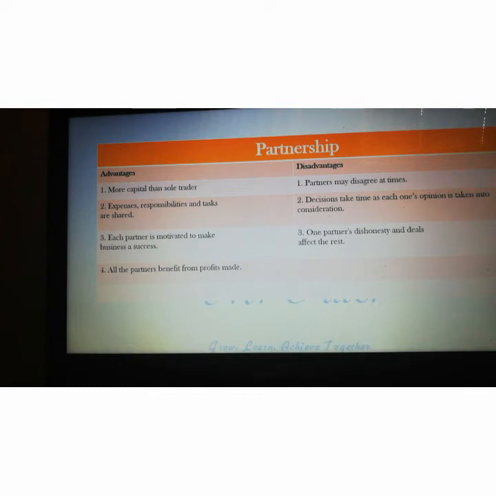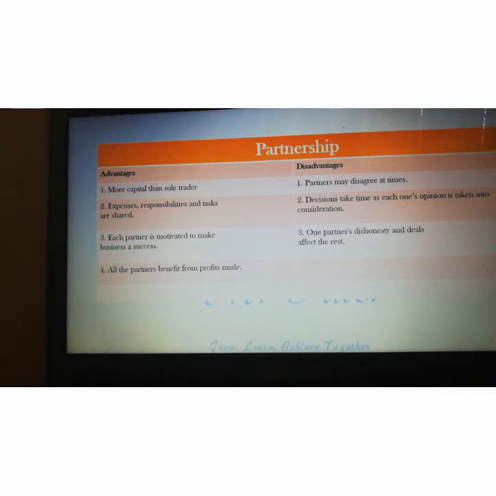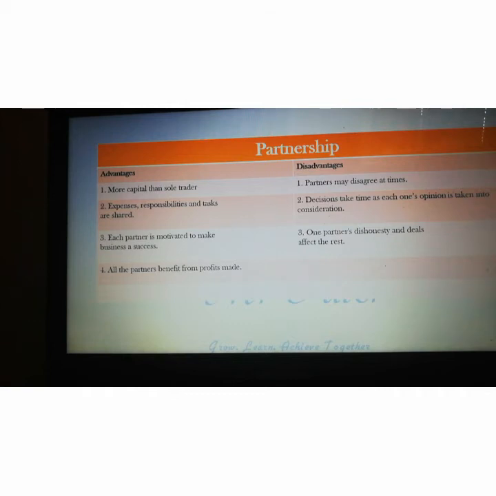The expenses, responsibilities, and tasks are shared equally amongst the members or the partners, depending on who does what, but not everything lies on one person. The third advantage is each partner is motivated to make the business a success. So if you have 4 partners in a business and all of you are willing to make the business a success, it's much easier to make it a success, because when one is down, someone else can pick him or her up.